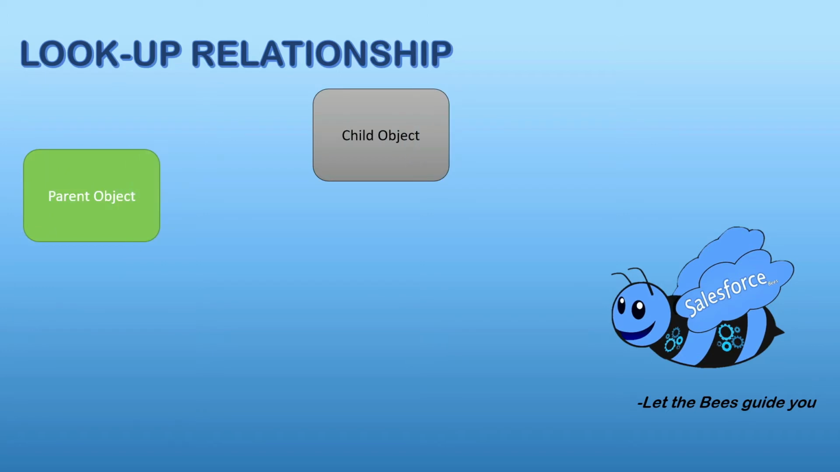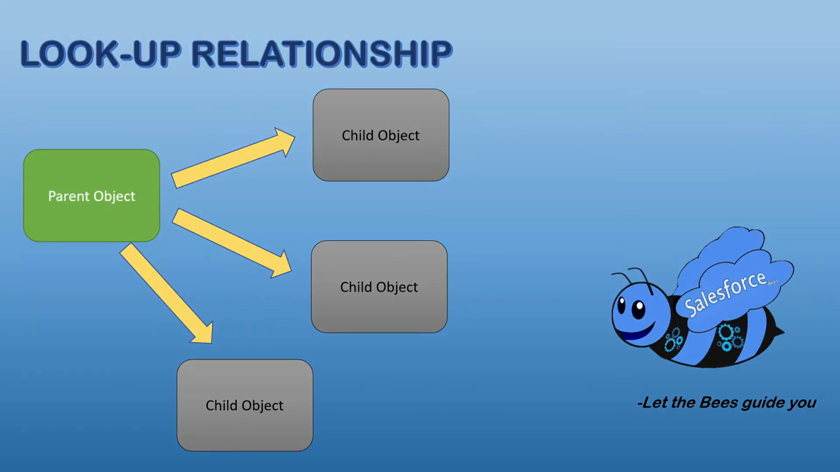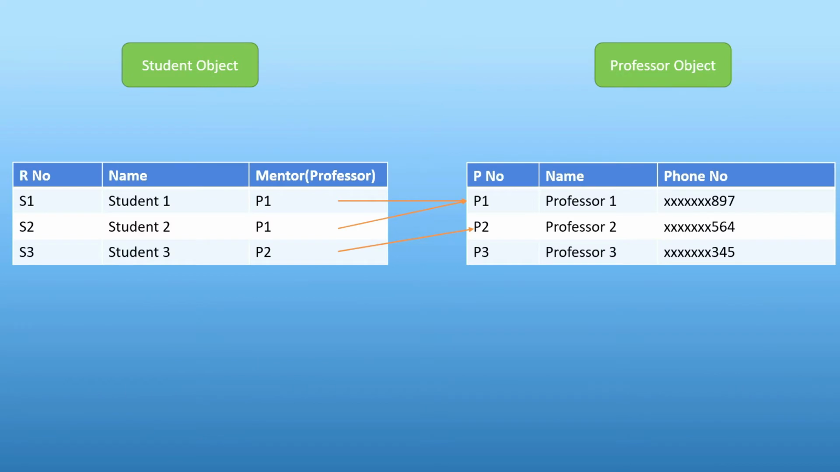A lookup is a loosely coupled relationship that essentially links two objects together so that you can look up one object from the related items on the other object. Also, lookup can be one-to-one or one-to-many. It's a kind of parent-child relationship. That means a single record can be related to multiple records in another object. Let's see how this relation works in a practical example with a student and professor object.